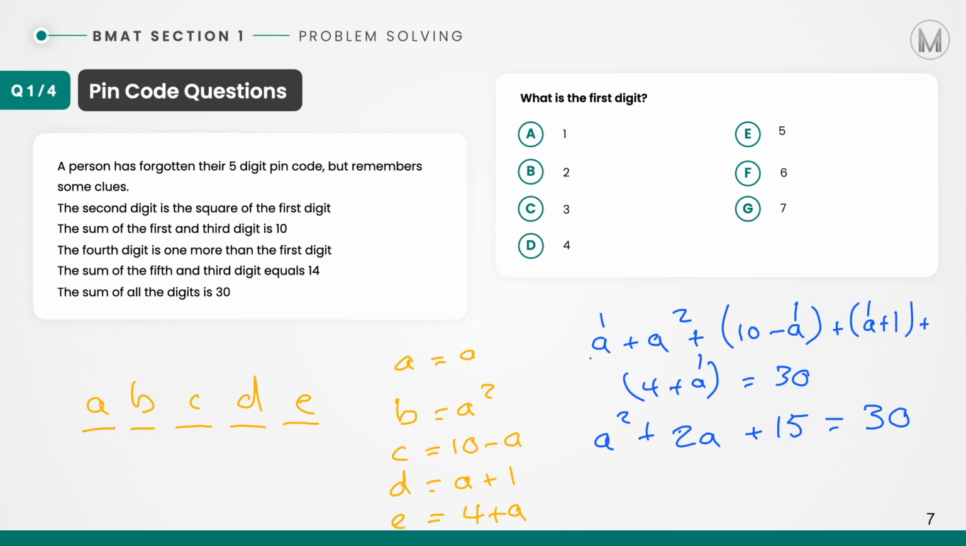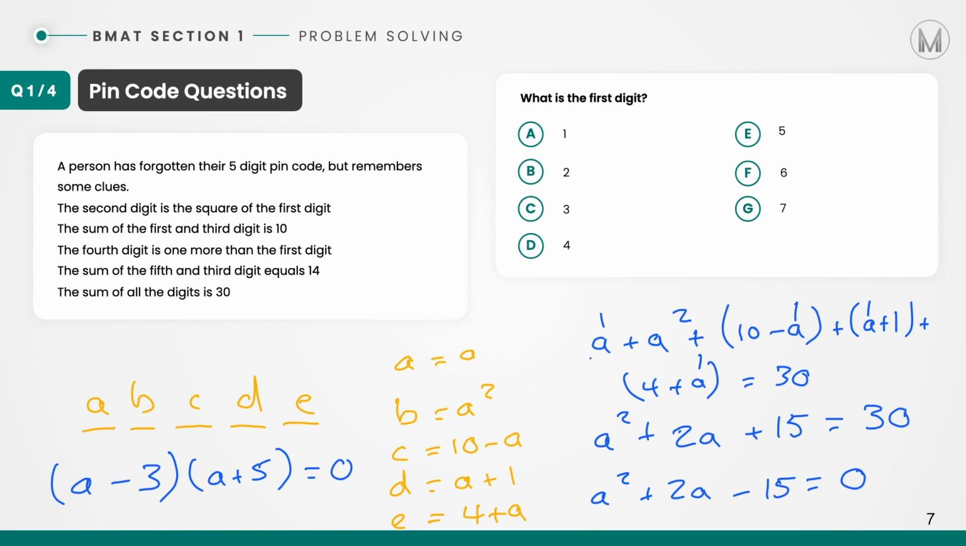Taking that 30 onto the other side, we end up with A squared plus 2A minus 15 is equal to 0. Now at this stage we can solve that because we can look for factors of 15 that add together to get 2. Now those factors, we'll put it over here, we get a bracket A, and we get minus 3 and plus 5 is equal to 0. Solving for this, you get A equals minus 5 as well as A equals 3. Obviously A can't be minus 5, so in this case A is equal to 3. The first digit is 3.